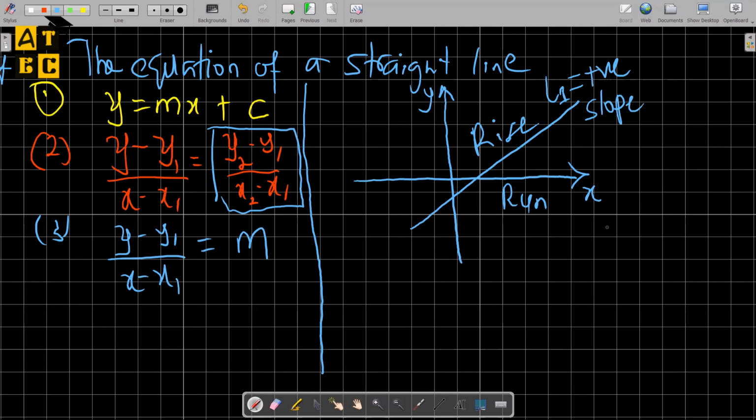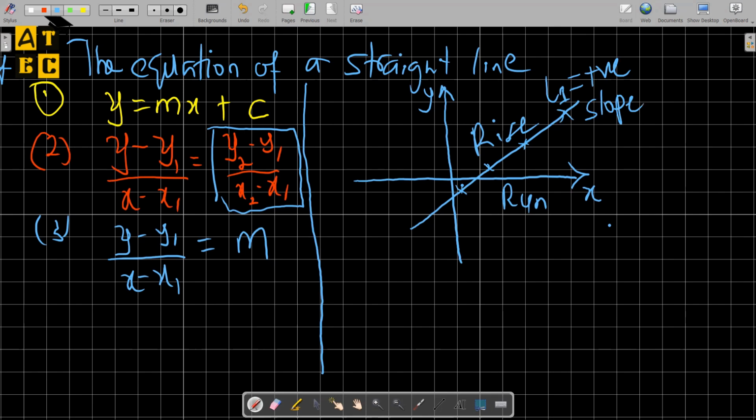On the other hand, when the line is facing that way, it's positive, because you will notice that as x is increasing, y is also increasing. You can see that. So there is no way we are going to get a negative slope when you have both axes increasing in values.